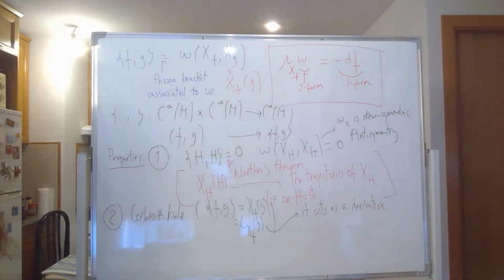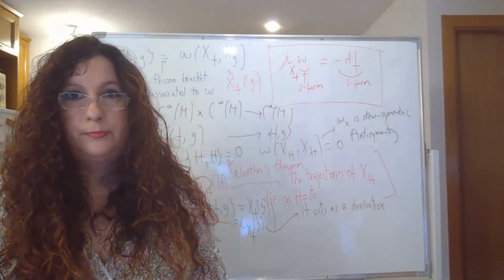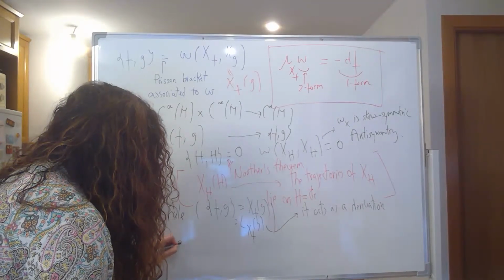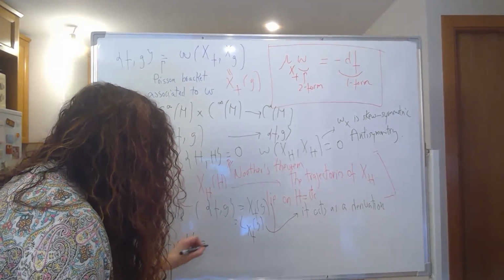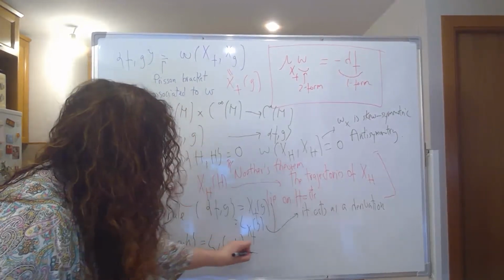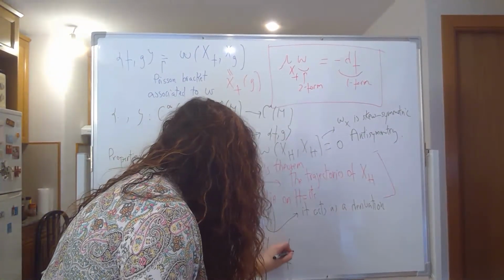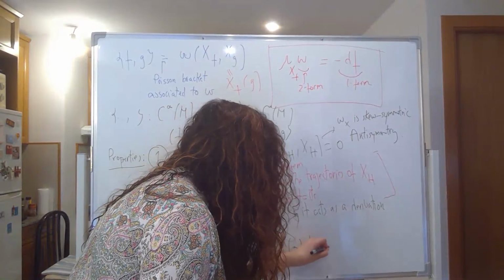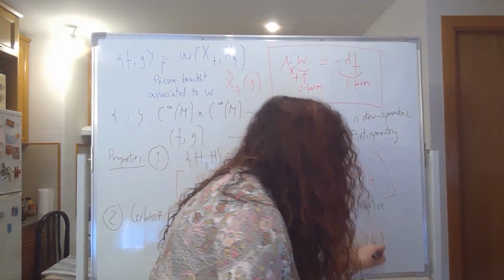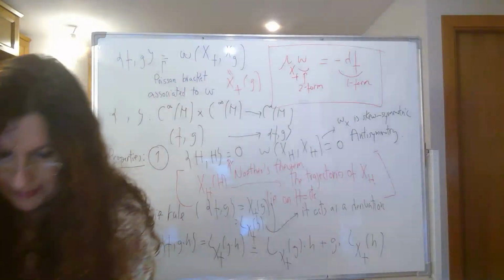Okay? Therefore, because it acts as a derivation, it satisfies Leibniz rule. Because if I do the Lie derivative of a product, this is a Lie derivative of X_f applied to gh. I'm going to say that it's the derivative of the first term times the second term plus the first term times the derivative of the second term. Do you agree with me? This is exactly because it's a derivation, and I'm applying it here.